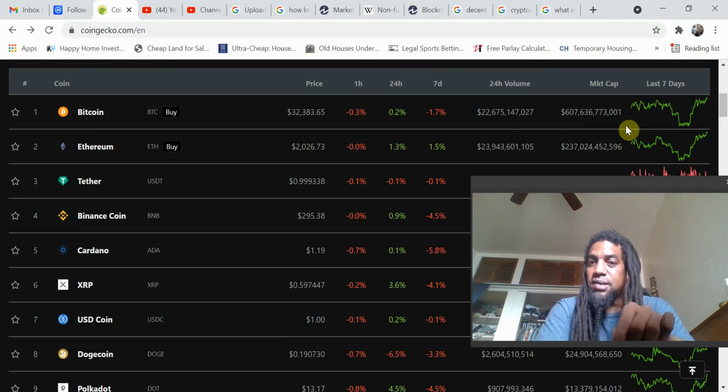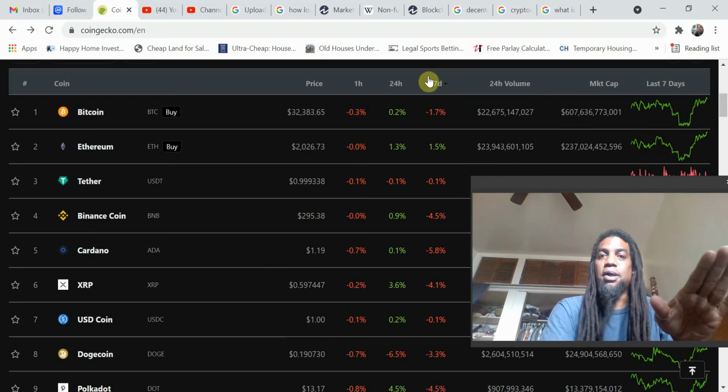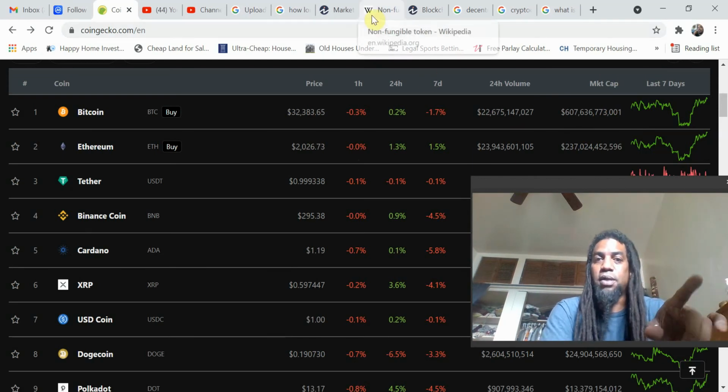But this is the number that everything works off of, for all of these tokens, for all of them down there. So that's market cap. That's one of the most important numbers you're going to need to know.